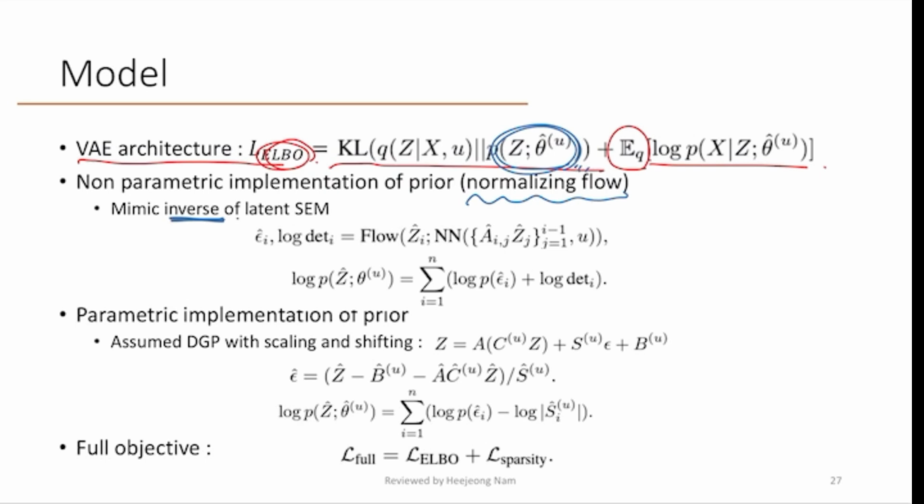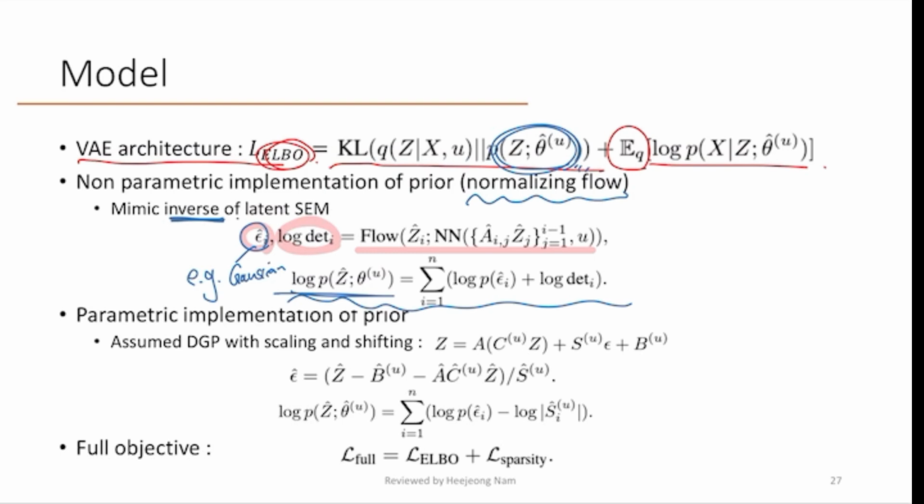If we see the equation, the noise epsilon i hat and the log determinant of the conditional flow transformation on Zi come from the flow network, where NN here represents the neural network. To recap, we make an assumption on the noise term epsilon that it follows an independent prior distribution. And if you modify the equation above, the prior distribution can be written as the equation below.